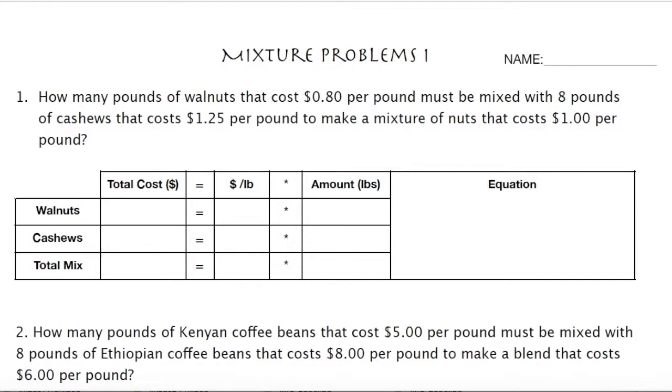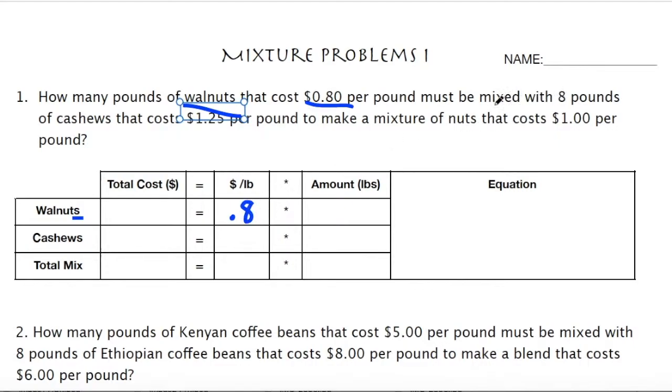In my opinion, mixture problems are just a little bit more difficult, but not impossible. Just make sure you set up the table with the correct information, and I think it'll start to make sense after you do a couple of them. So what we have here are some walnuts that cost 80 cents a pound. So here's walnuts, and they cost 80 cents a pound. So I'm going to fill in 0.8.